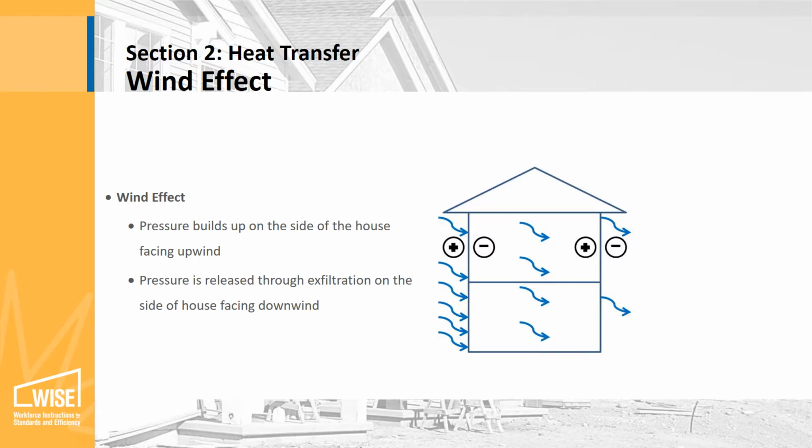Wind blowing across a home will create pressure differentials on either side of the home. These pressure differences will drive air into and out of the home. Just like the stack effect, the wind effect can be greatly reduced with a continuous air barrier.